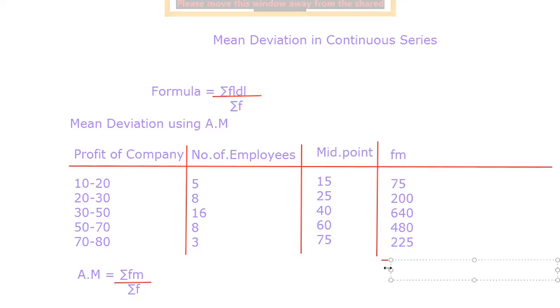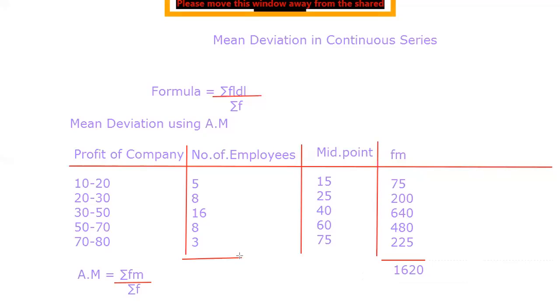I think 1620. Is it correct? So sigma Fm is 1620. And what is our sigma F? 40, sir. Sigma F is 40. Okay. So first step we need to identify what if.